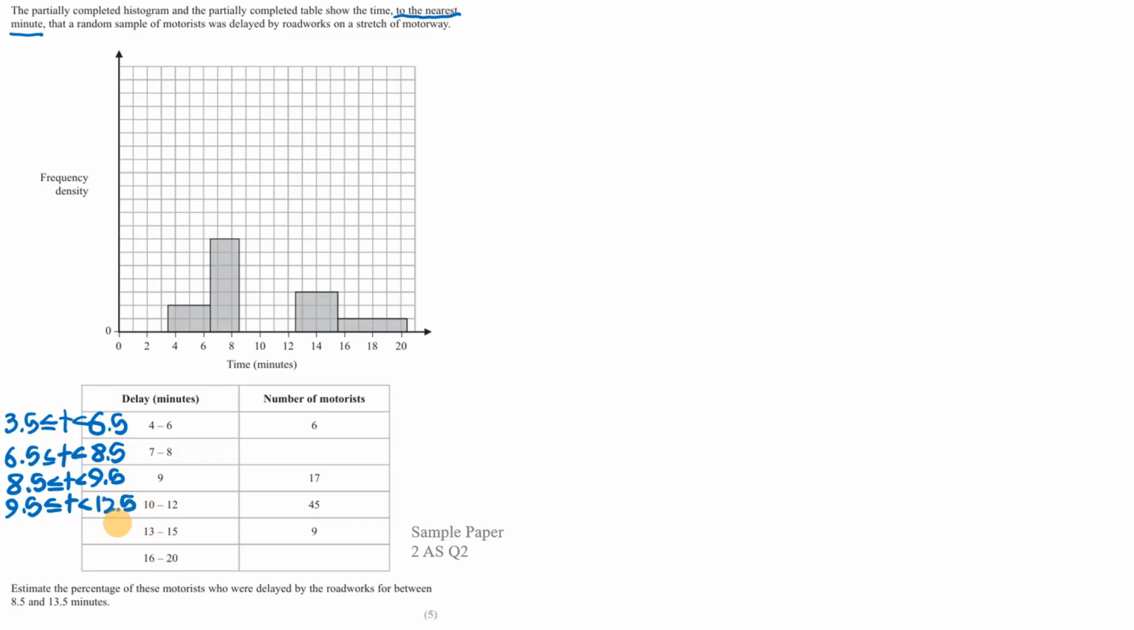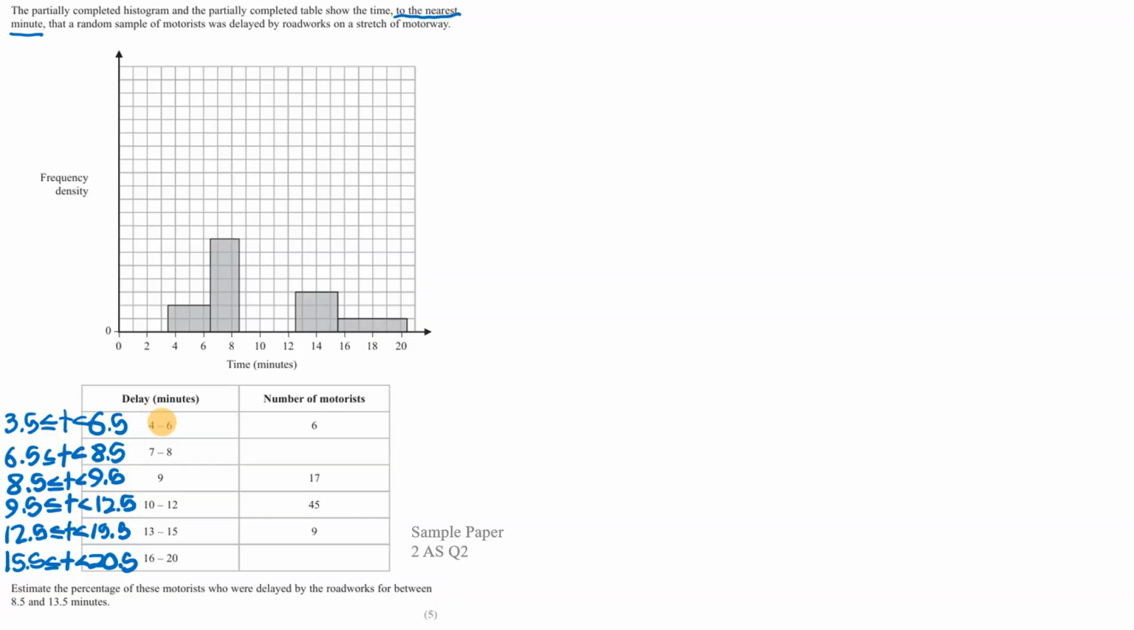This 13 to 15 is going to start at 12.5 and it's going to end at 15.5, and this 16 to 20 is going to start at 15.5 and it's going to end at 20.5. Okay, so in order to do this question, let's first complete the histogram and complete the table.